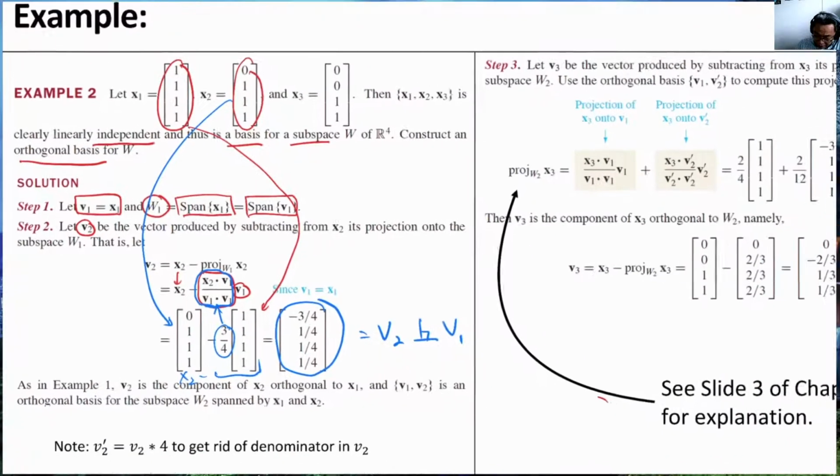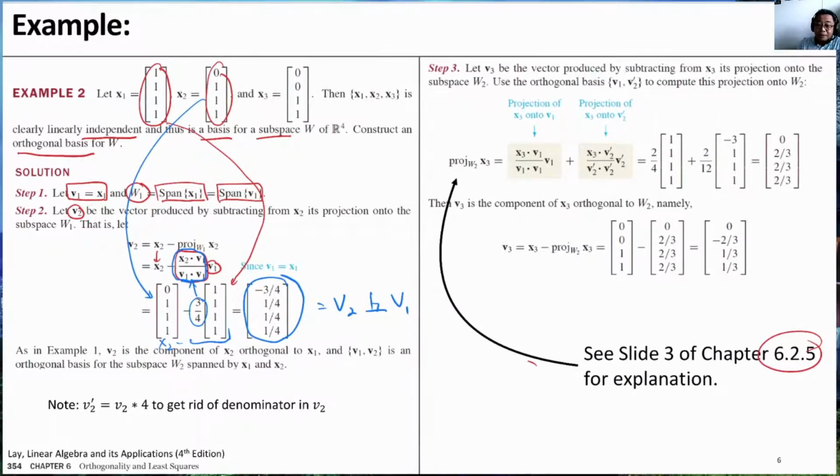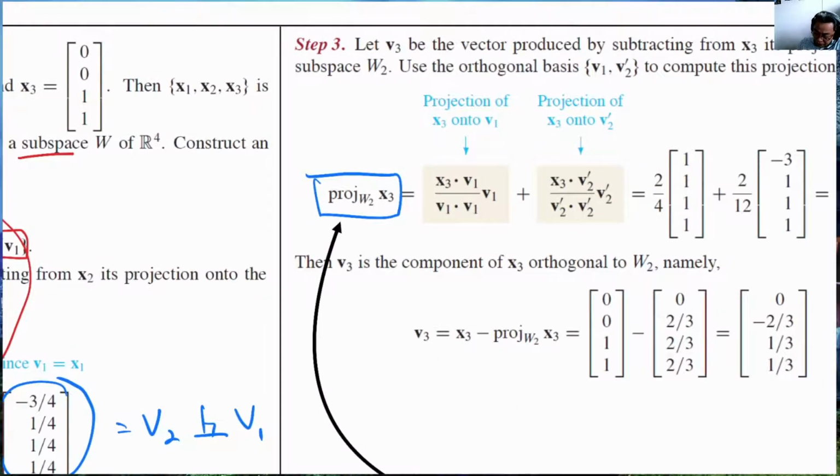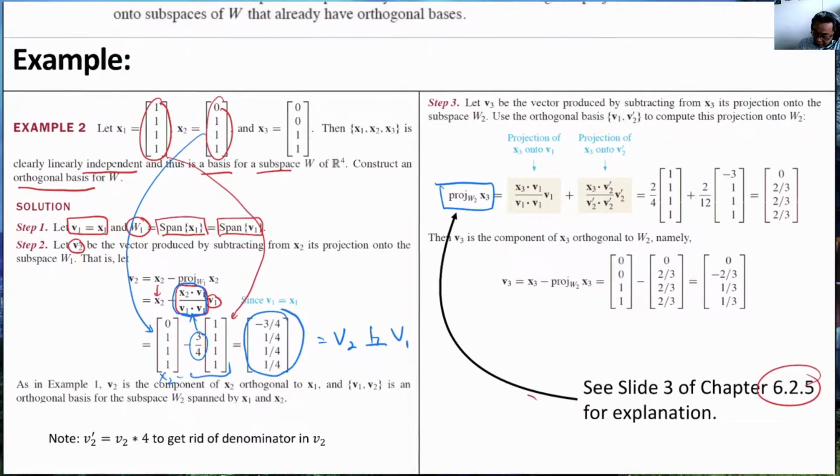And this v2 and v1 span the same space as x1 and x2. You can then continue to calculate the projection of x3 onto w2, and then you can get v3. Please try to do this yourself at home and check that your answer is the same as what we have in the slide.